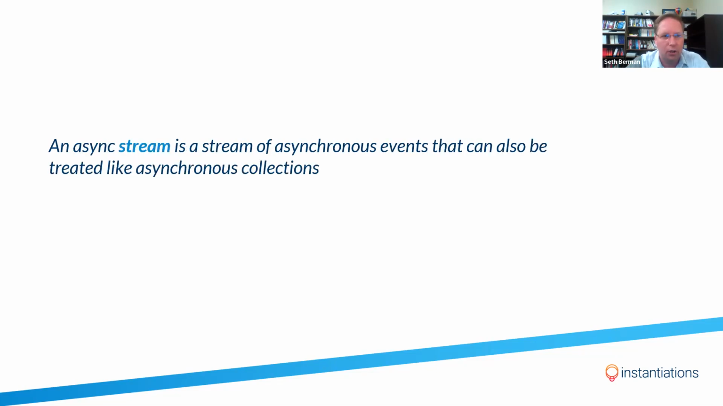And the last construct, which Mariano will be showing in detail, is probably my favorite. This is the asynchronous stream. So it's like a stream of asynchronous events that can also be treated like asynchronous collections. Each event is either a data event, also called an element of the stream, or it's an error event, which is a notification that something has failed.